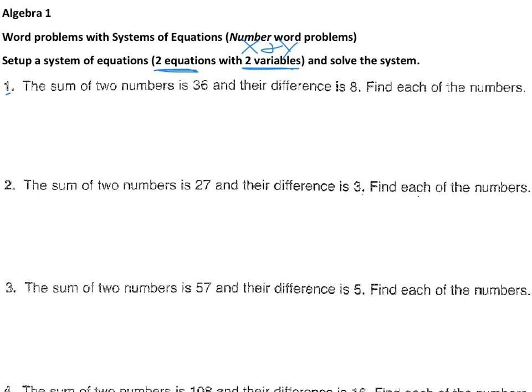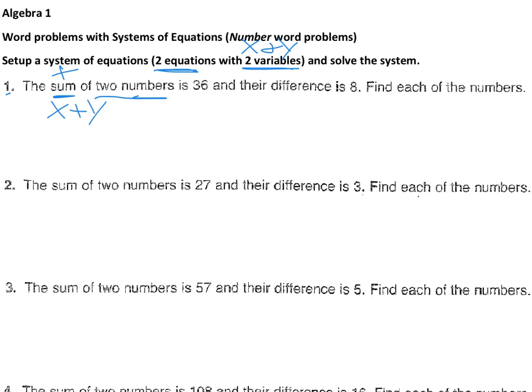it says the sum of two numbers is 36 and their difference is 8. We want to find each of those numbers. Rather than just guess and check, we're going to come up with two equations that have two variables. The two variables, x and y, are going to be these two numbers, which we don't know. Since it says the sum, sum implies that we're going to add. So we don't know what those two numbers are, so we're going to put x plus y.